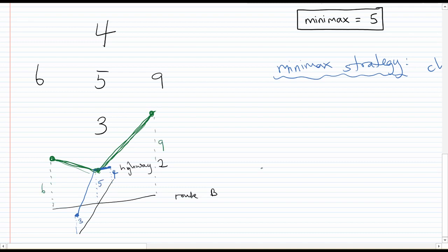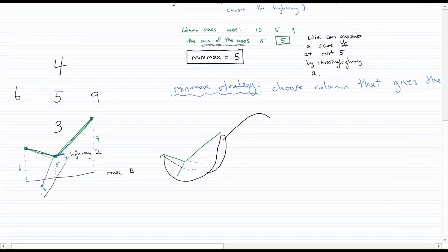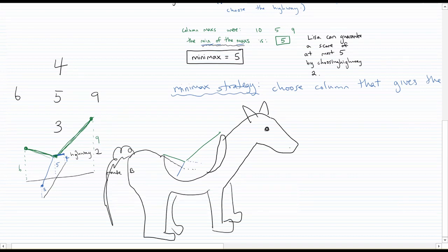And so, well, what does this shape look like? Well, it looks just like a horse's saddle. You can tell by my very artistic rendition over here. And so that's why this is called a saddle point. It's the lowest point along one route, but it's also the highest point along another route. And so it sort of forms this nice, beautiful saddle shape.